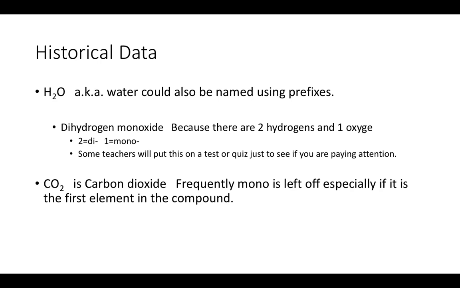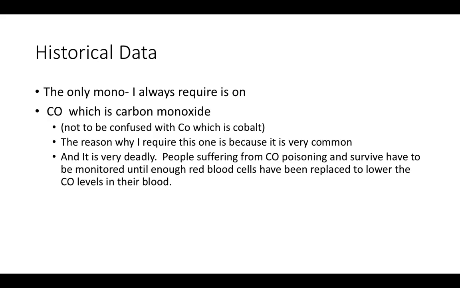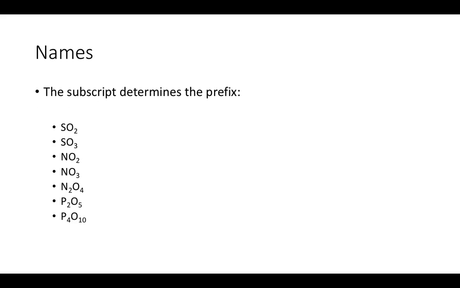So CO2 is pretty important. I used to put that on tests and people would miss it all the time, and I don't know why. You always knew it. It's like for some reason once you get to chemistry you lose your mind. The only mono I always require is on carbon monoxide, and there are lots of good reasons for remembering that one. So check with your teacher, see what she or he wants for the monos.